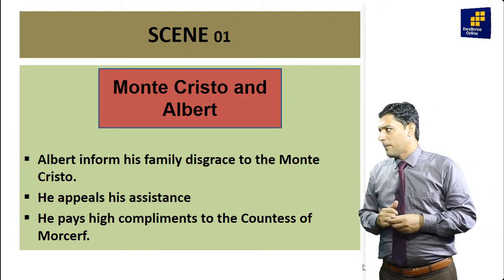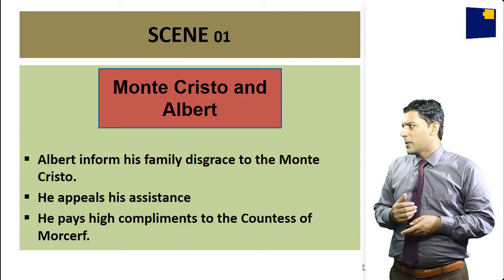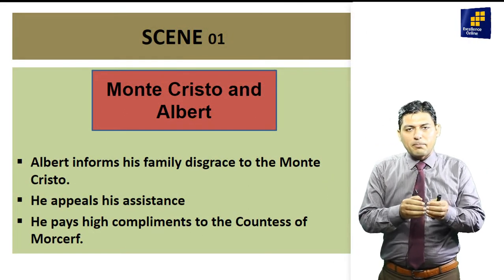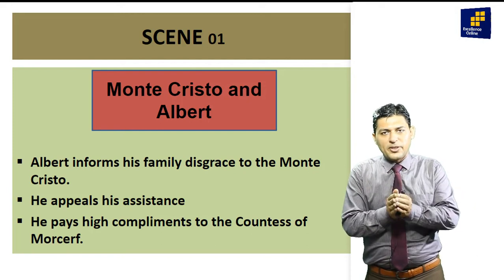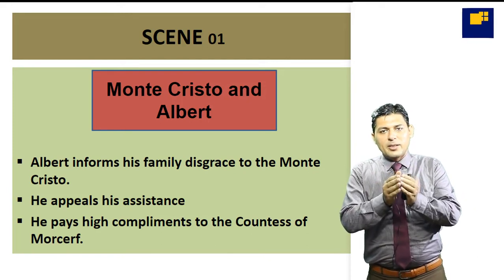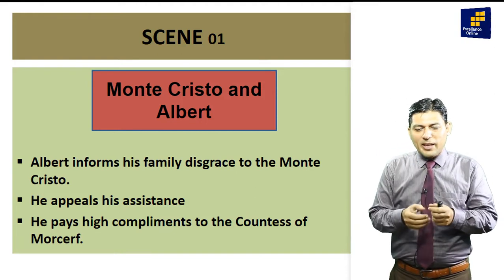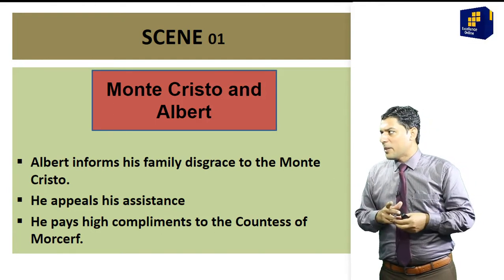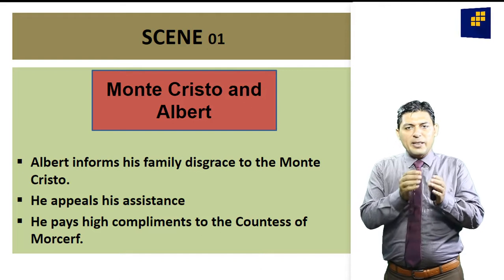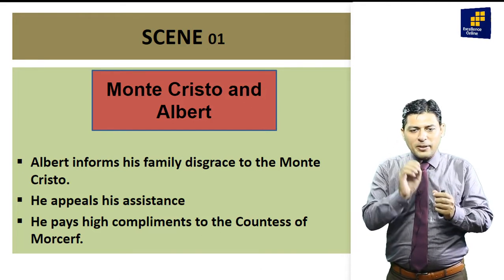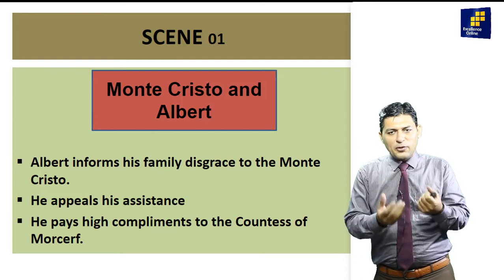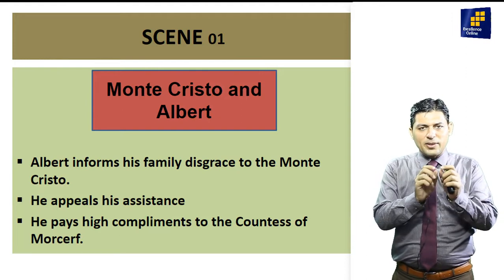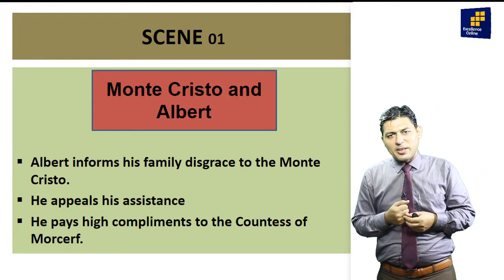Monte Cristo and Albert we are discussing. Albert informs the Count of Monte Cristo of his family's disgrace. Monte Cristo appears in the scene. Albert informs him regarding the disgrace, the ruin, the destruction of his family name, and the reasons and justifications. He appeals for his assistance. Albert knows the importance of the Count of Monte Cristo. He knows his value and power, and apart from power he has wealth. He has importance in the novel, in the drama.